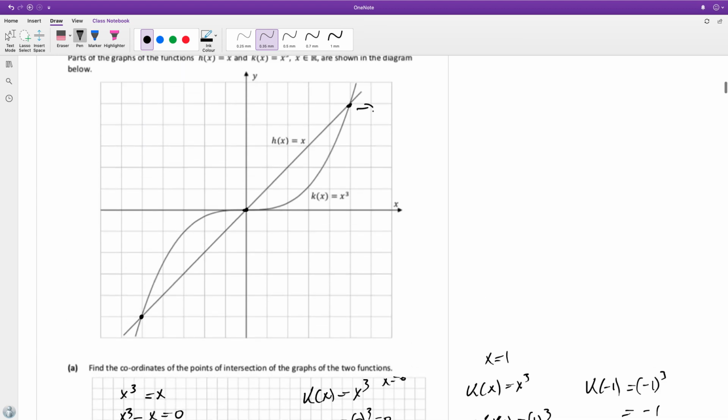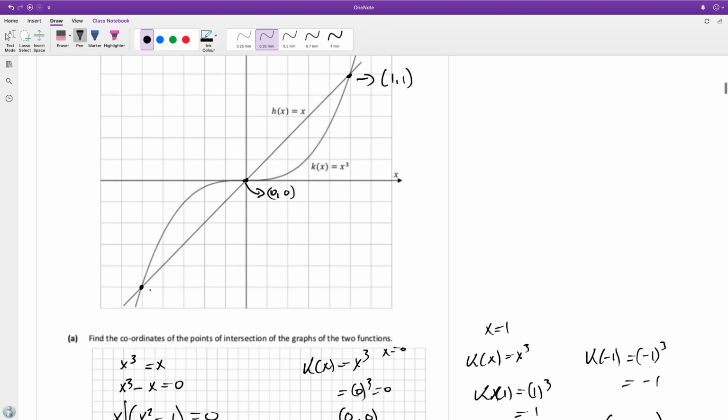So there we have 1, 1. There is our point 0, 0. And here is our point minus 1, minus 1. Right. Someone talk to me. What are we going to do?